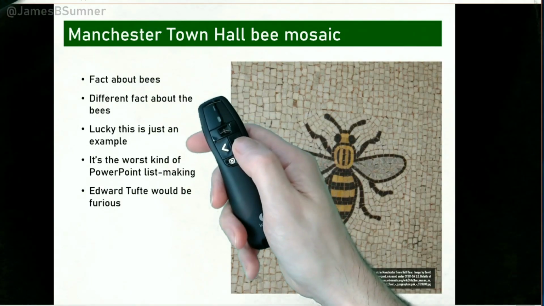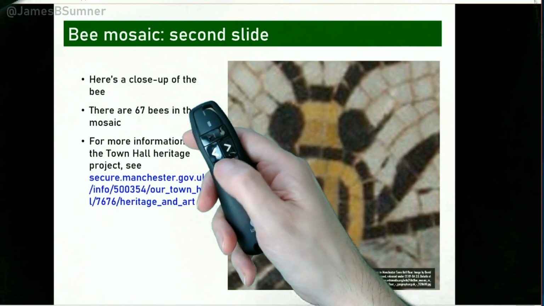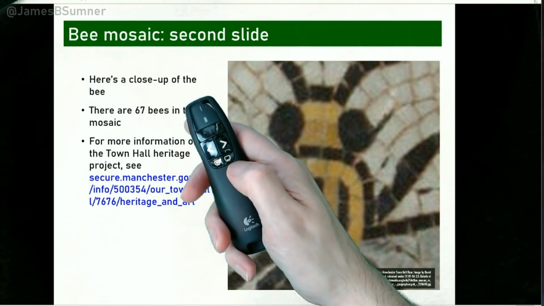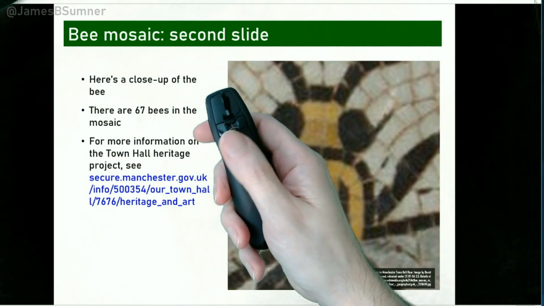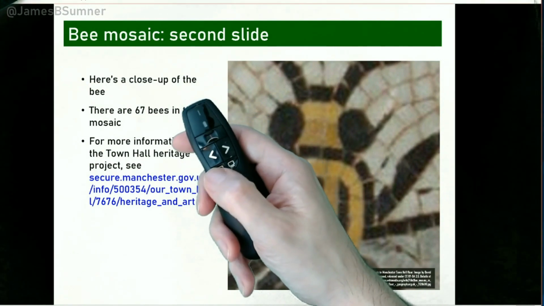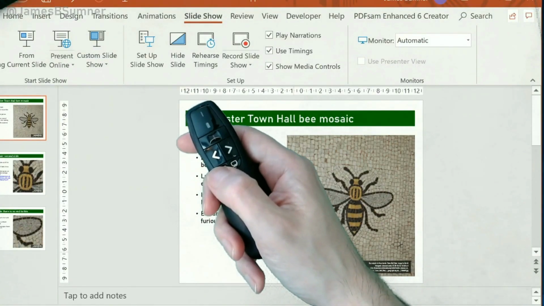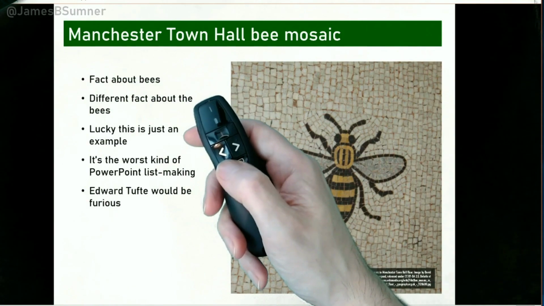My clicker's got a forward button and a back button. As always, it's got a button to blank screen, which is sometimes useful, and it's got this button which goes out of the presentation and restarts it from the beginning, which I've never found remotely useful.